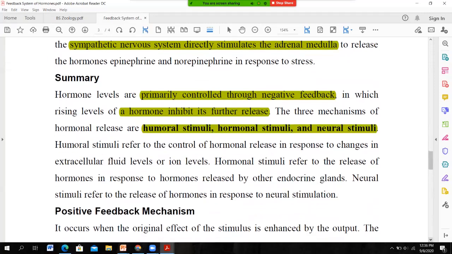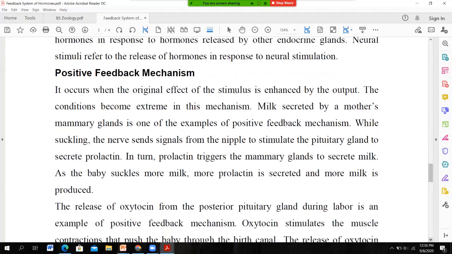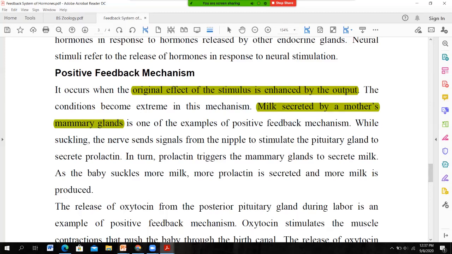Positive feedback mechanism occurs when the original effect of the stimulus is enhanced by the output. Here the effect is further enhanced by its output. The condition becomes extreme in this mechanism. For example, milk secretion by mothers from the mammary gland stimulates the release of prolactin from the pituitary gland. Prolactin further increases the secretion of milk from the mammary gland. So here the effect is positive.